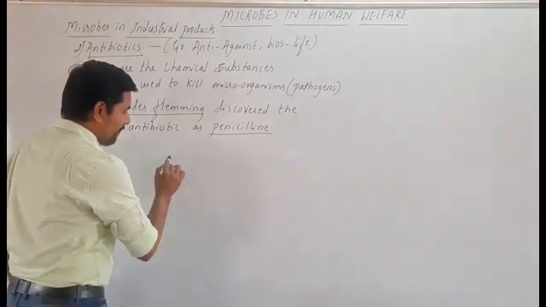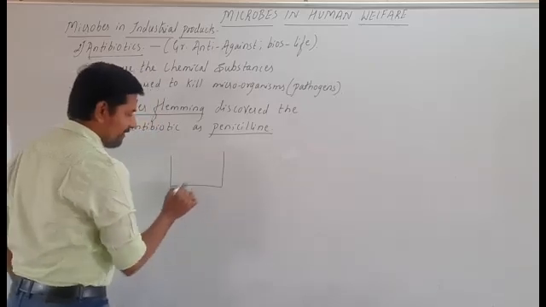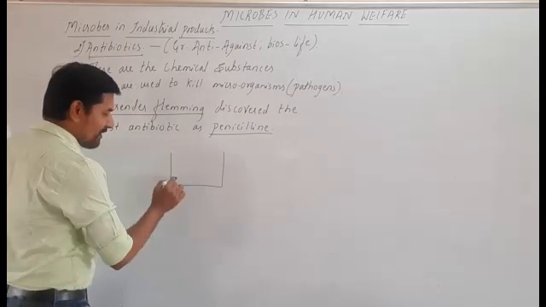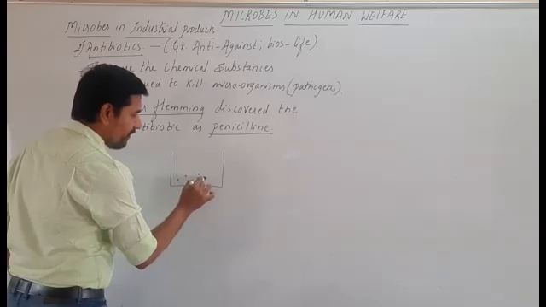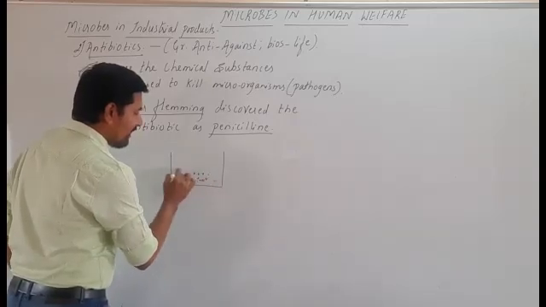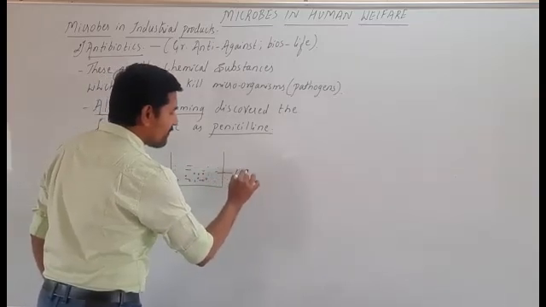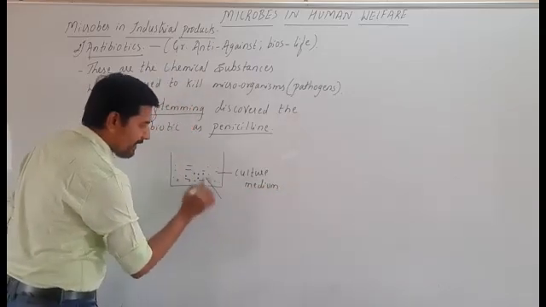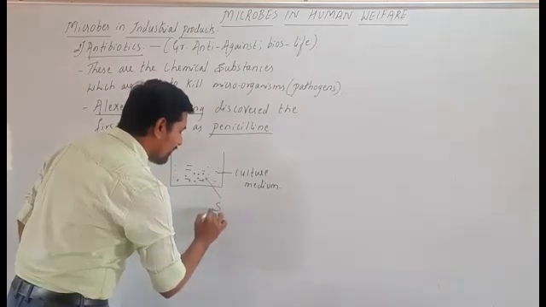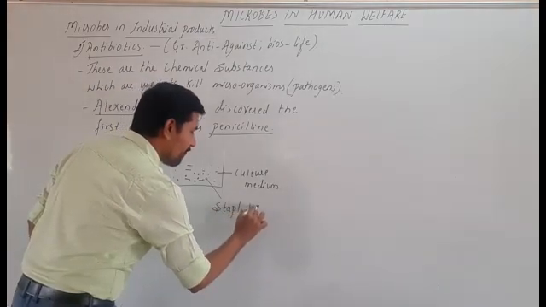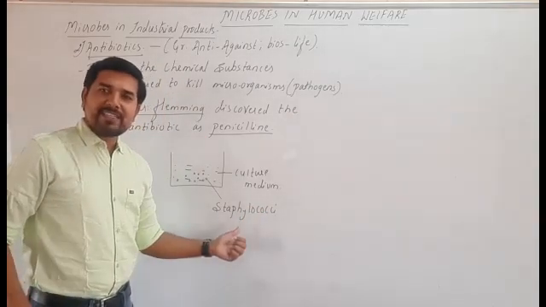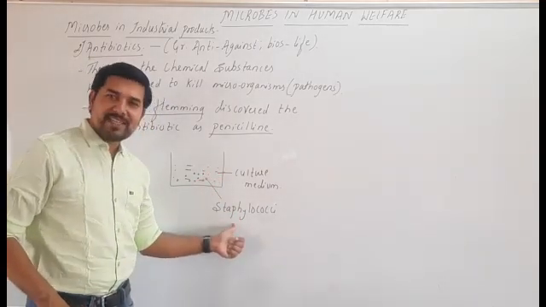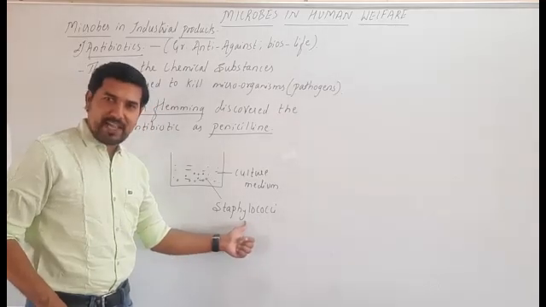Alexander Fleming was working on an experiment. In his experiment, he used certain microorganisms, especially certain bacteria. The bacteria which he had taken in his culture medium was called Staphylococci. Look at the name, Staphylococcus. He was doing the experiment on the bacteria called Staphylococcus or Staphylococci.